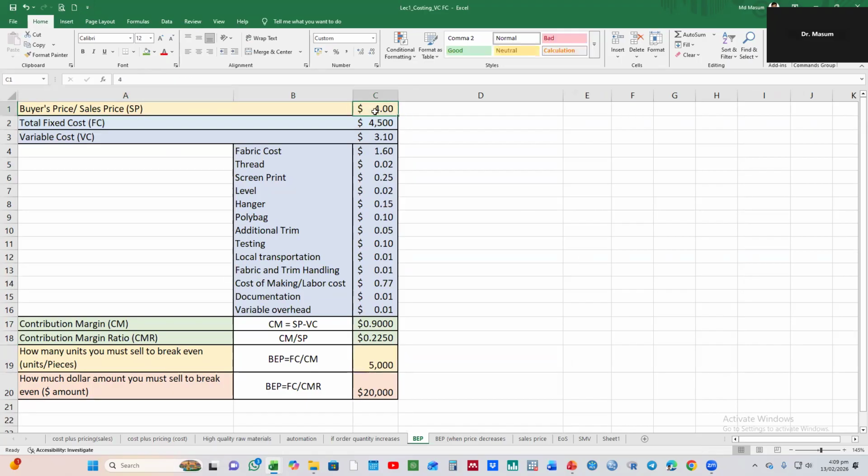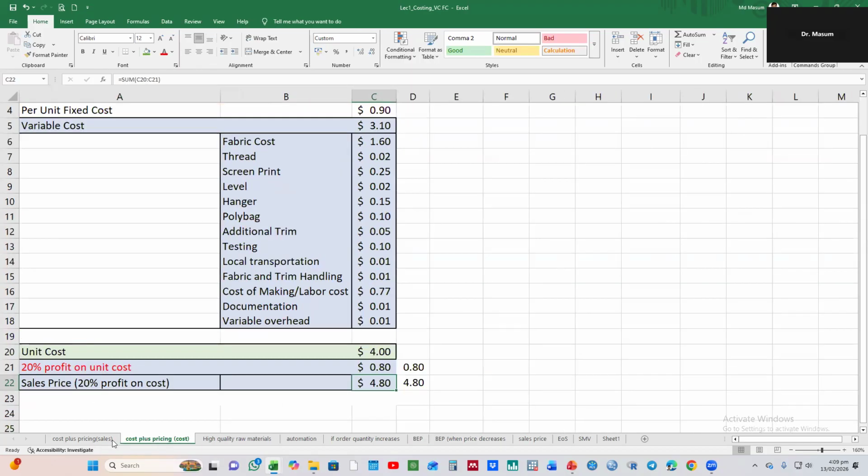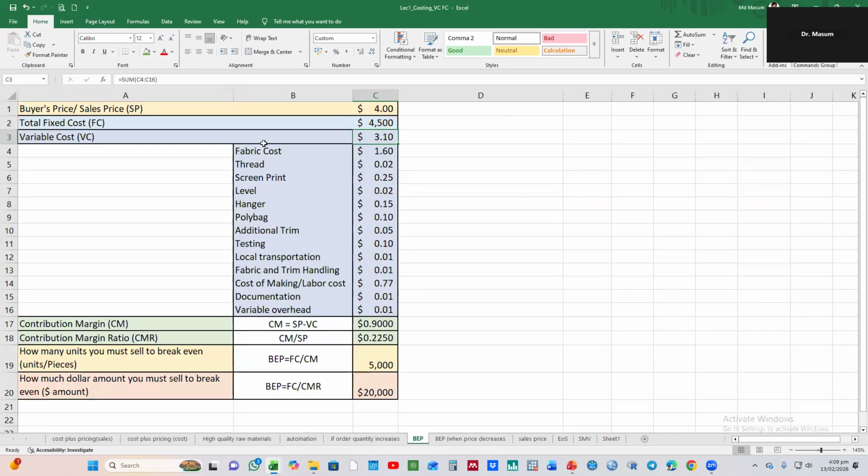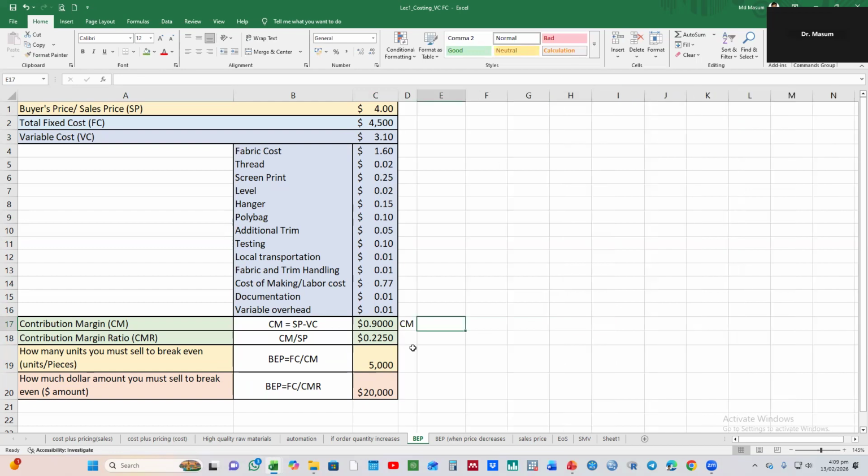So here, for example, your buyer is offering $4 and your fixed cost is 4,500 and your variable cost is 3.10. Same scenario, everything is the same. Will you be in break even? How many units will make you break even? To know the break-even analysis, you first have to calculate the contribution margin. Contribution margin means sales minus variable cost. Here the offered sales price is 4 and your variable cost, not the fixed cost, is 3.10. So your contribution margin per unit is $0.9.